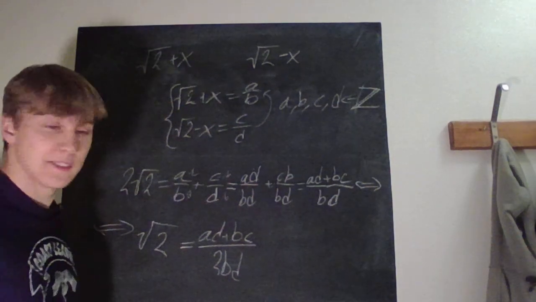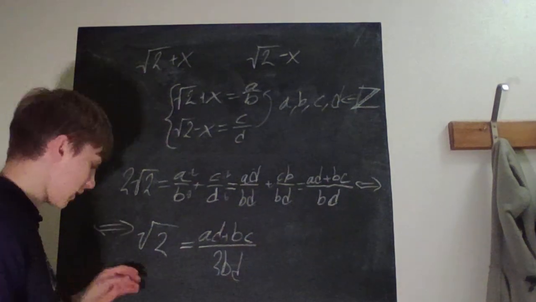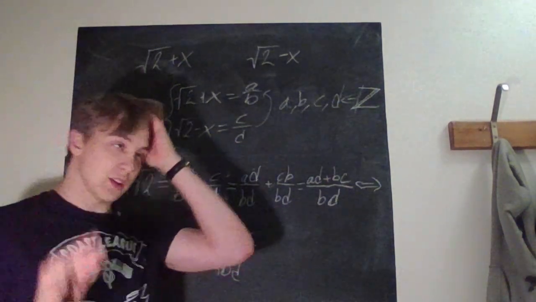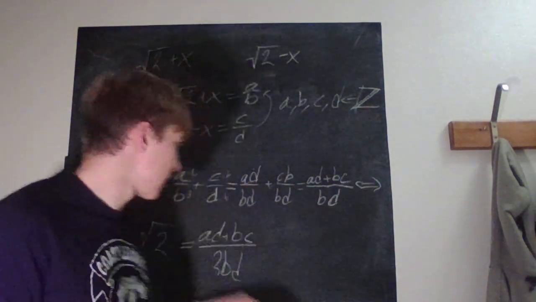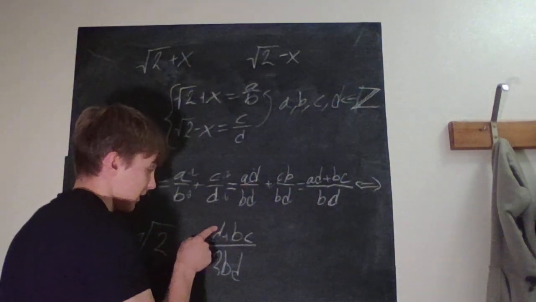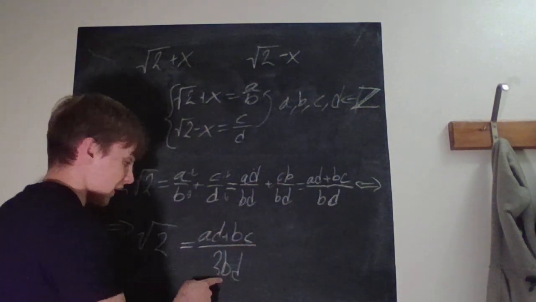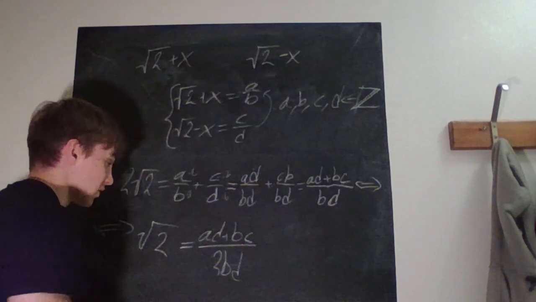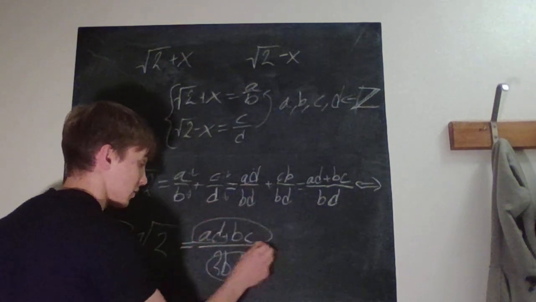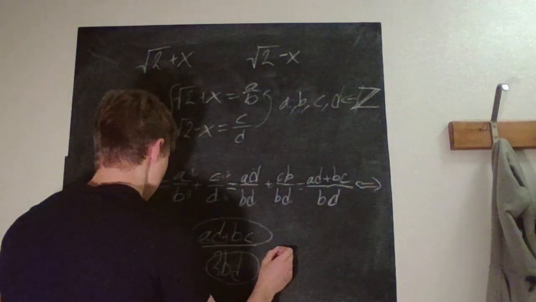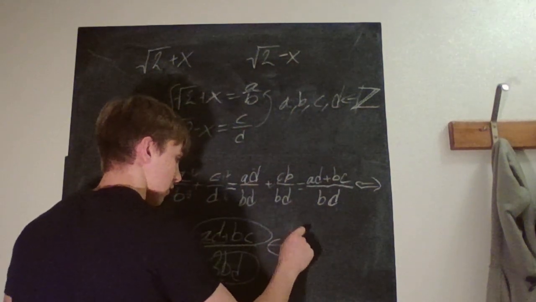And here, let's think. A rational number is a number which can be described as an integer divided by another integer. Here we have an integer times an integer plus an integer times an integer again, and then we have that divided by 2 times an integer times an integer. So the numerator is an integer, and the denominator is also an integer. So therefore, this is a rational number.